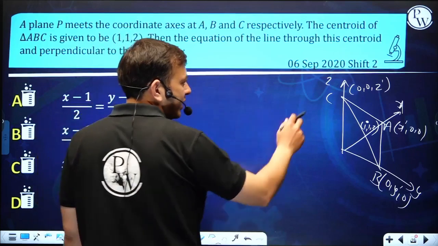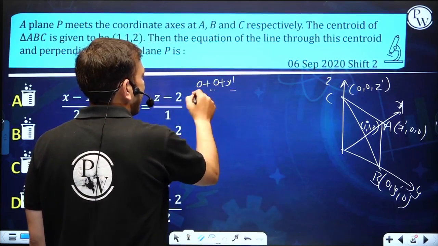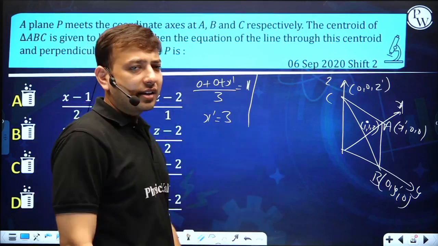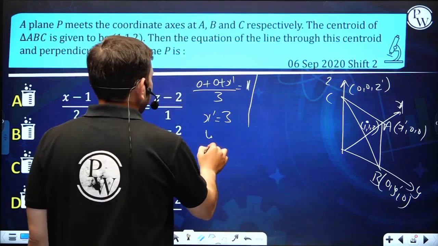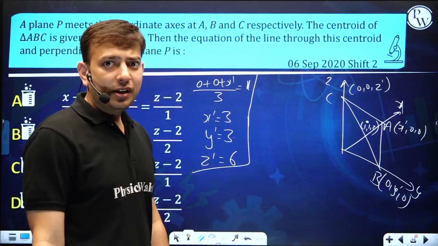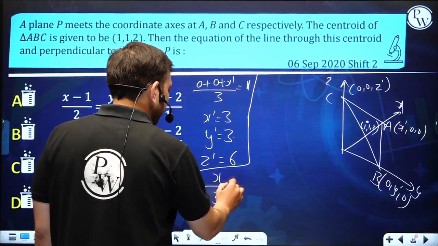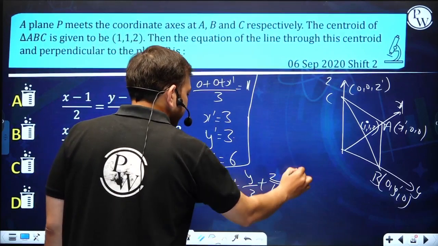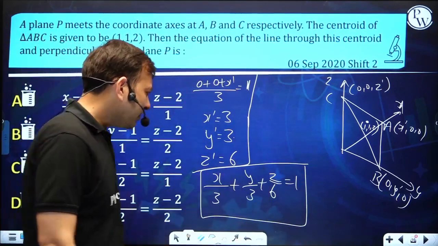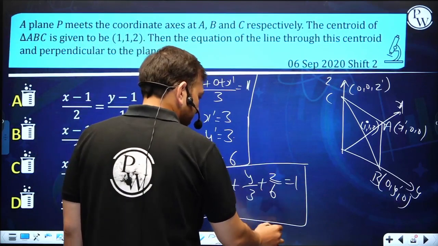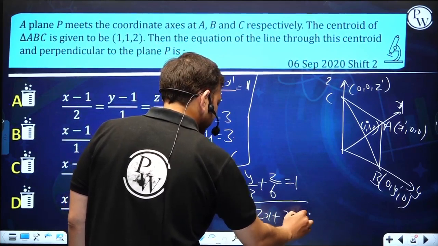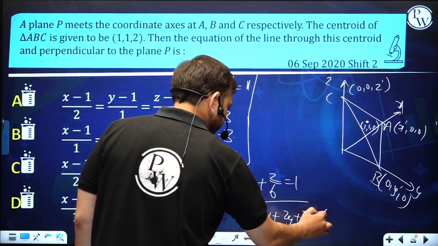First of all, sir, centroid is what? 0 plus 0 plus x dash by 3 is equal to 1. So that means x dash is equal to 3. Similarly, y dash will be 3, and then z dash is equal to 6. So I got the intercepts. Now I know intercept form. So x by 3 plus y by 3 plus z by 6 is equal to 1. So this is the equation of the plane. I can multiply by 6. So if you multiply by 6, it will be 2x plus 2y plus z is equal to 6, like this.